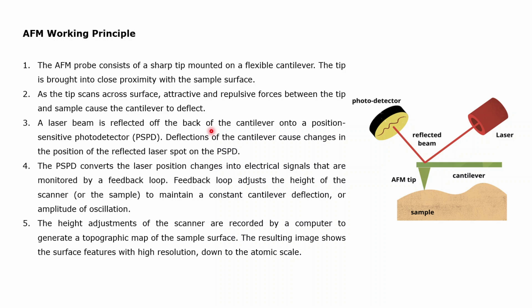And based on this feedback loop getting into the detector, and based on these changes or fluctuations of the cantilever, it determines the topographic map or image of the sample surface. And hence, when you scan the whole sample surface, you can determine the three-dimensional structure of that particular material or specimen that you are analyzing.